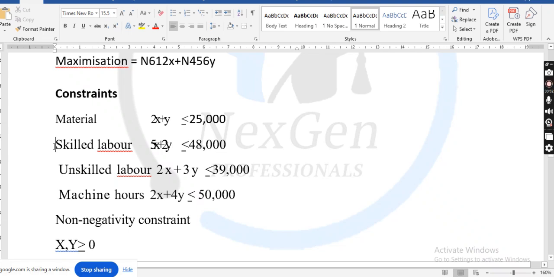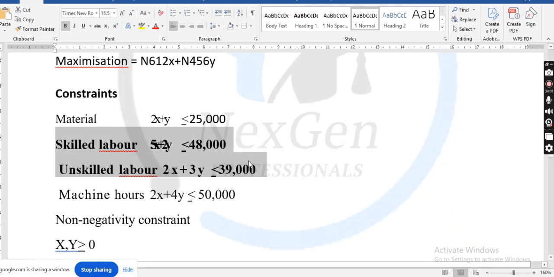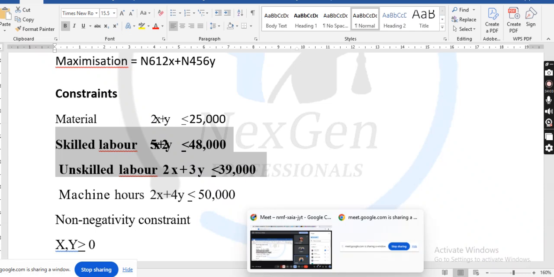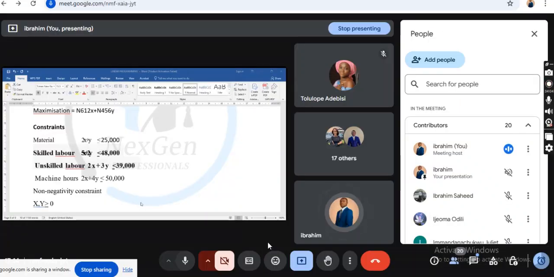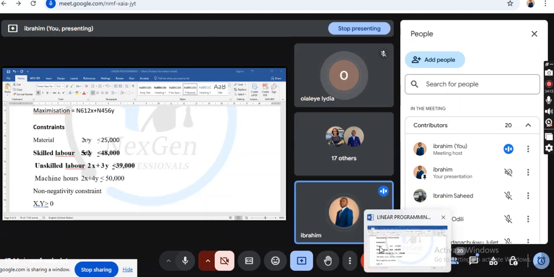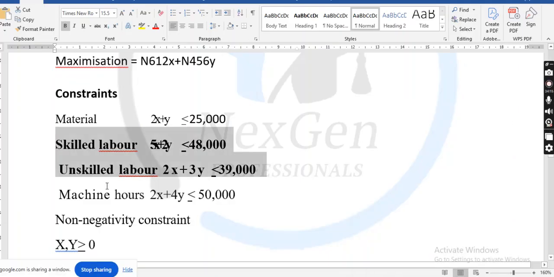So based on our discretion, which one should we pick? The first 2? Should we pick skilled and unskilled? Yes, let's use skilled and unskilled.